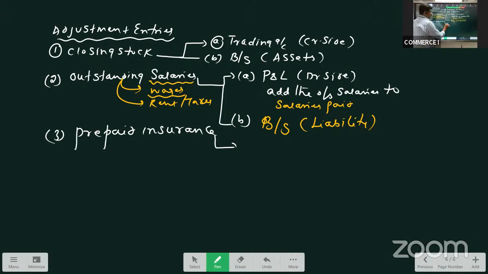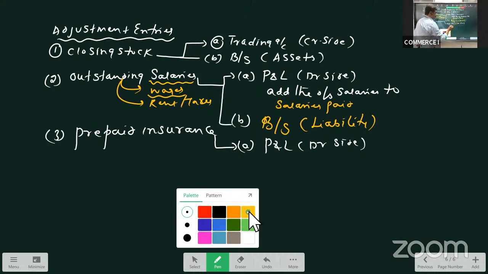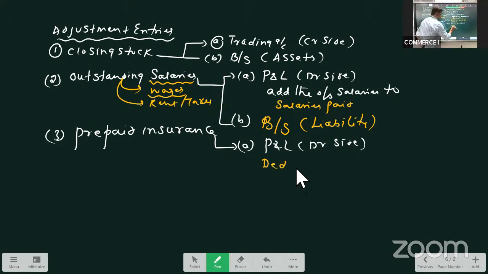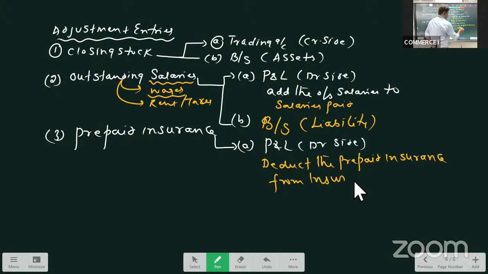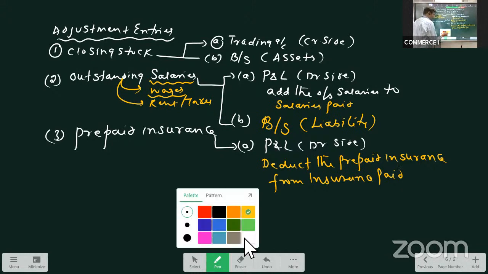तो व्हाट इज द फर्स्ट इफेक्ट इन P&L अकाउंट? डेबिट साइड, P&L अकाउंट डेबिट साइड, व्हाट डू? We deduct the prepaid insurance from insurance paid. Deduct the prepaid insurance from the insurance paid, and then show it as an asset. Paid in advance will be our asset.